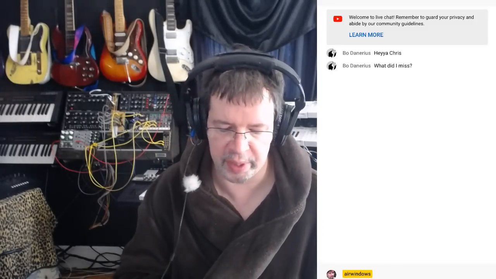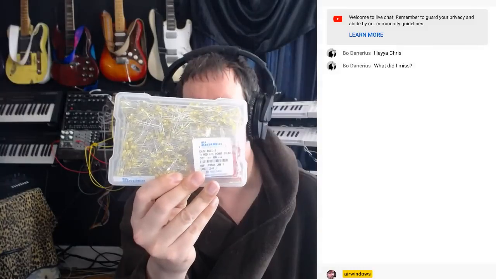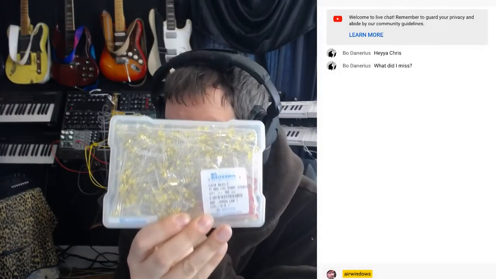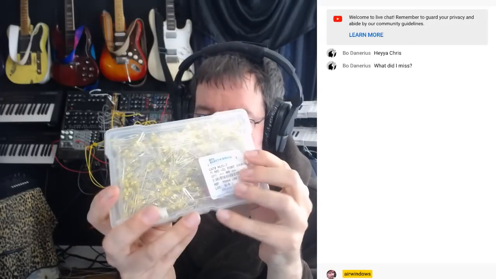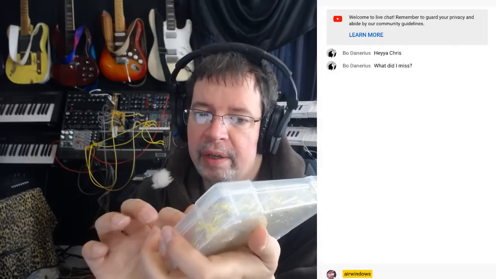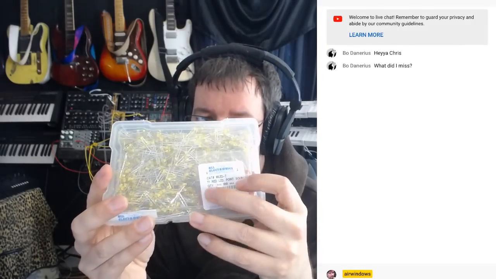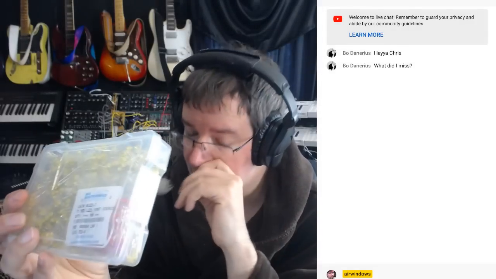If you missed me showing the LEDs, I got 1,000 LEDs, and this is what 1,000 LEDs looks like. They are 2-cent LEDs. I got them from All Electronics. You can see their packaging there. And these ones, there's 100 of them because they were like 7 cents or something.